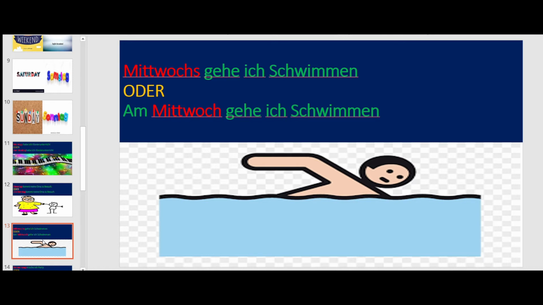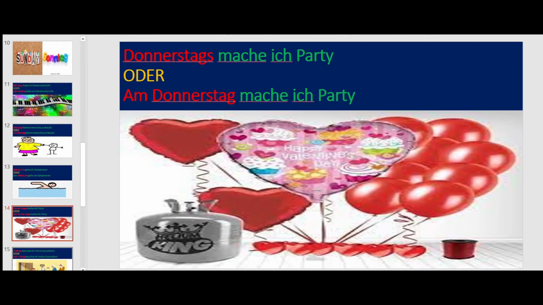Mittwochs gehe ich schwimmen. On every Wednesday, I go for swimming. Oder am Mittwoch gehe ich schwimmen. When are you going for swimming? On Wednesday. Not every Wednesday, sorry, not each Wednesday of the week. So, Donnerstags mache ich Party. On Thursdays, every week on Thursdays I make party. Oder am Donnerstag mache ich Party. When do you have a party? On Thursday.